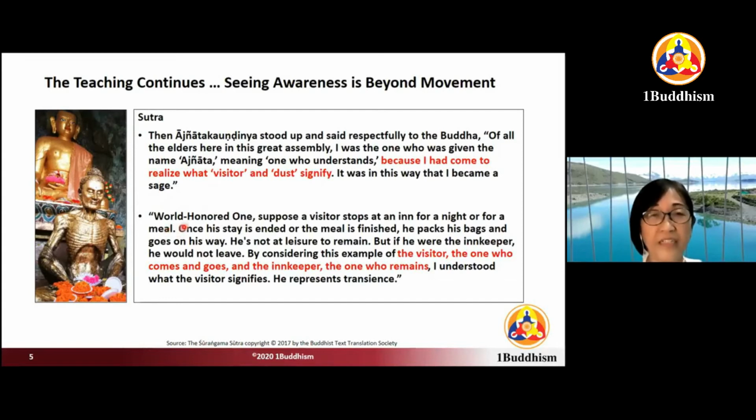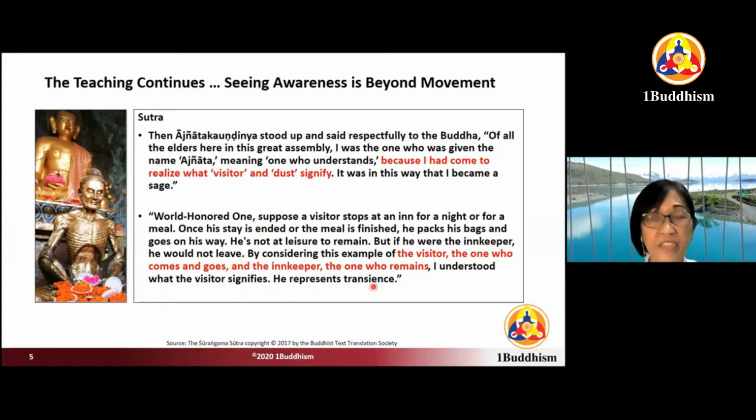World-honored One, suppose a visitor stops at an inn for a night or for a meal. Once his stay is ended or the meal is done, he is on his way, not at leisure to remain. But if he were the innkeeper, he would not leave. By considering this example of the visitor, the one who comes and goes, and the innkeeper, the one who remains, I understood what the visitor signifies.